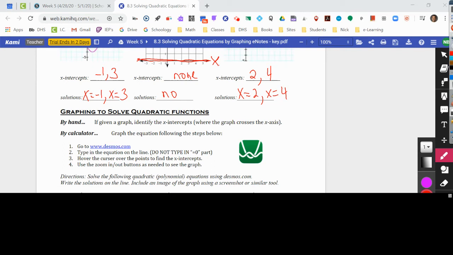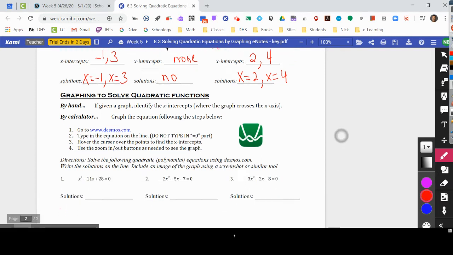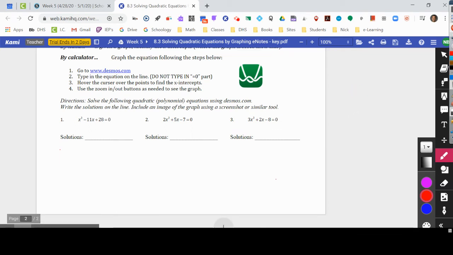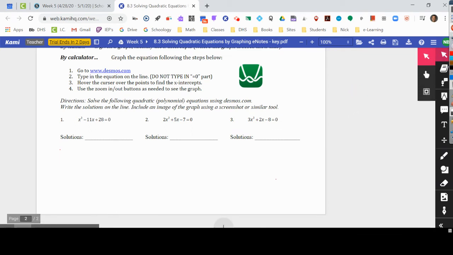So here are the directions. We're going to solve the following quadratic equations using Desmos.com, and then write the solutions on the line, and include an image of the graph using a screenshot or a similar tool. We're going to practice these together, and then when we're done with this, you're going to do some practice graphs on your own. So let's look at the first one. We have x squared minus 11x plus 28 equals 0.